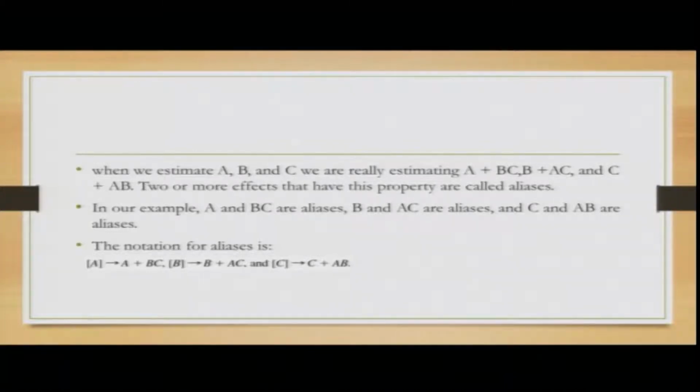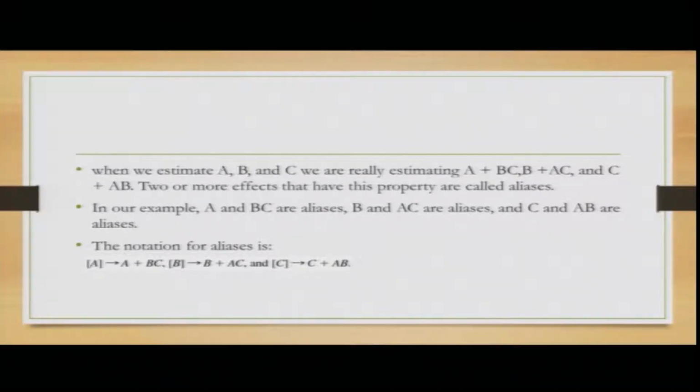So, when we estimate A, B, C, we are really estimating combinations like this. We want to find out A plus the combined effects of B and C. When we are trying to find out B, it is B effect plus AC, and when it is only C, it is C effect plus AB. So, 2 or more effects that have this property are called aliases, and based on the aliases we can find out the level of significance.